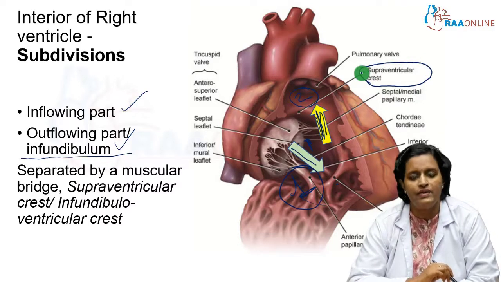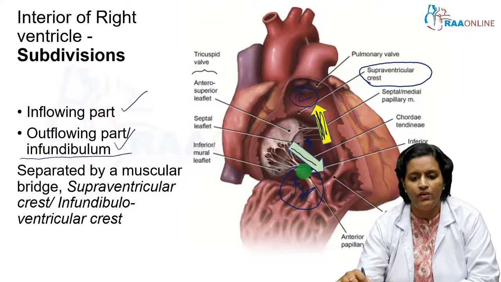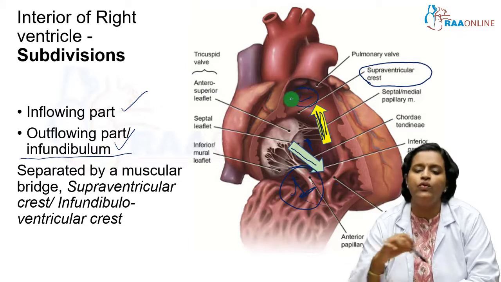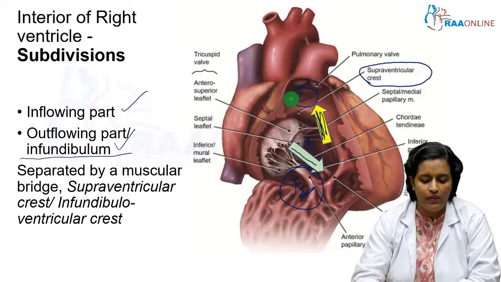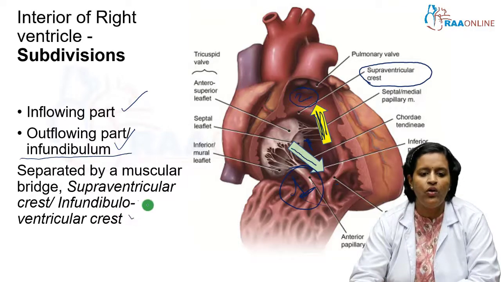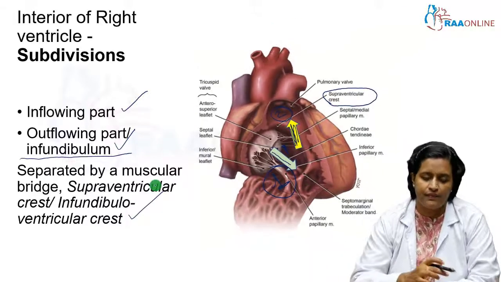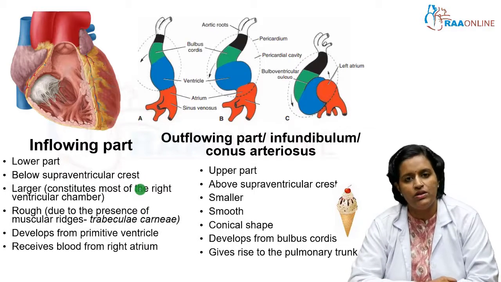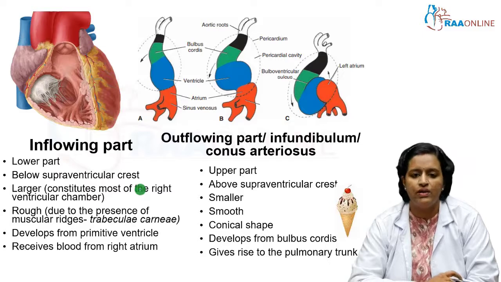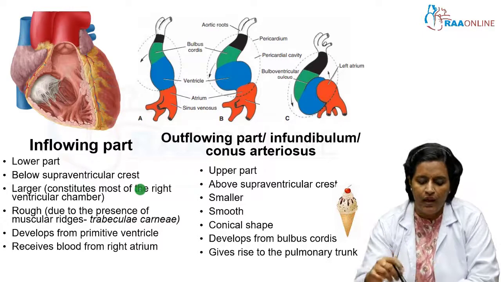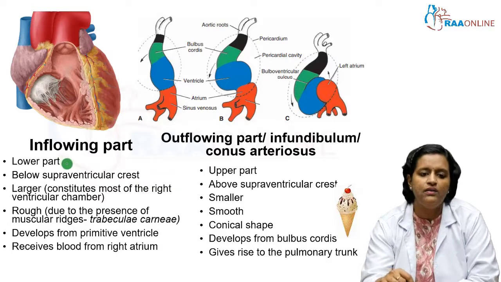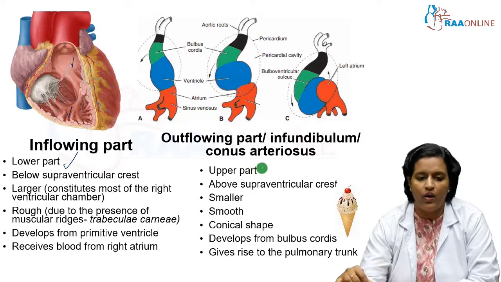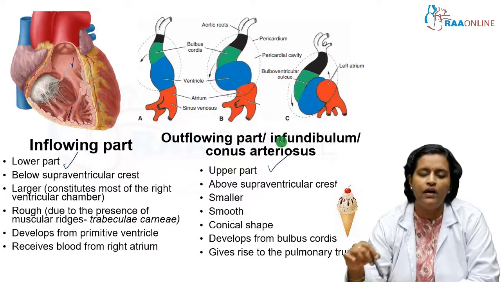This is the crest which separates the inflowing part of the right ventricle from the outflowing part of the right ventricle, otherwise known as the infundibuloventricular crest. Now we will see in detail the features of the inflowing part and the features of the outflowing part. The inflowing part, as you can see, is the lower part. It is present lower compared to the outflowing part, which is present higher. So inflowing is the lower part, outflowing is the upper part.